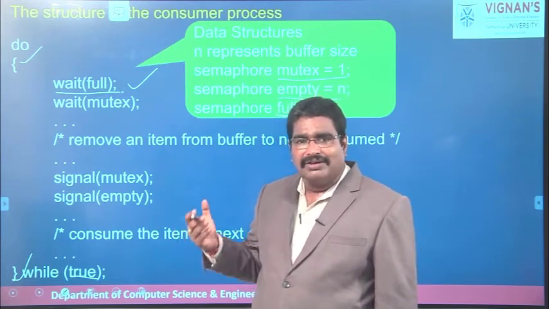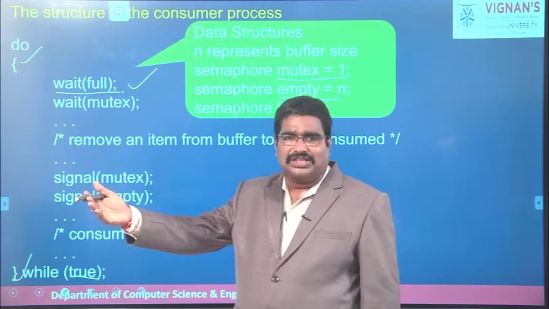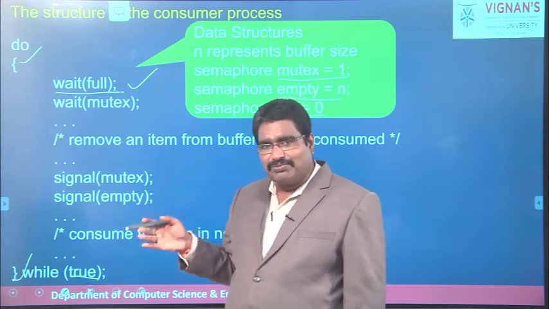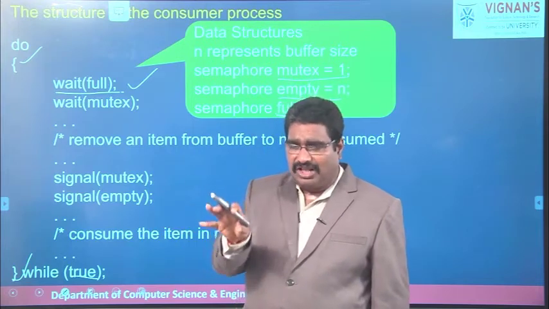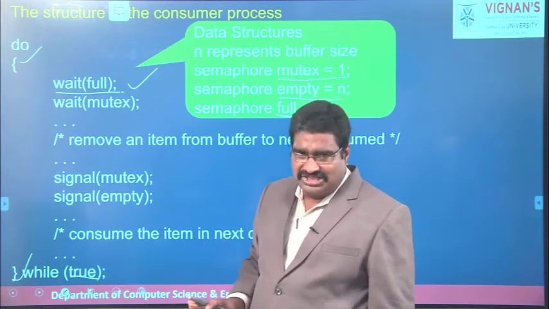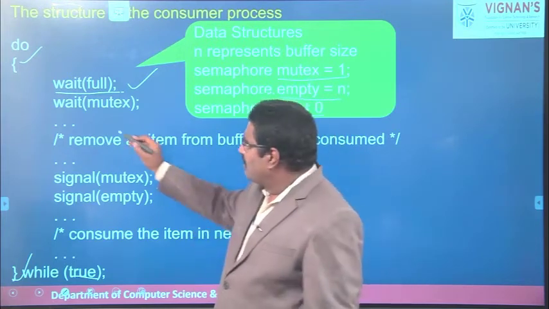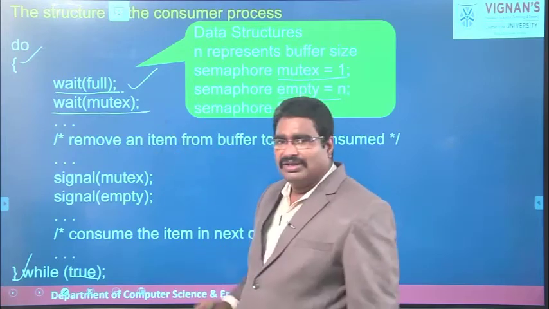Buffer is a shared memory. So whenever the consumer is allowed to take the item from the buffer, others are not allowed. That is, the producer is not allowed to place, because if both are allowed to modify the buffer, the shared memory, there may be a possibility of data inconsistency. To overcome that, to achieve the mutual exclusion condition, we are using the wait mutex.